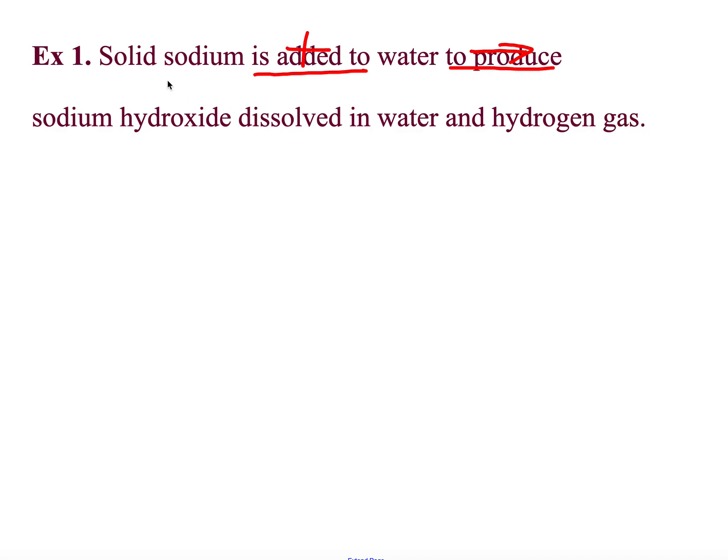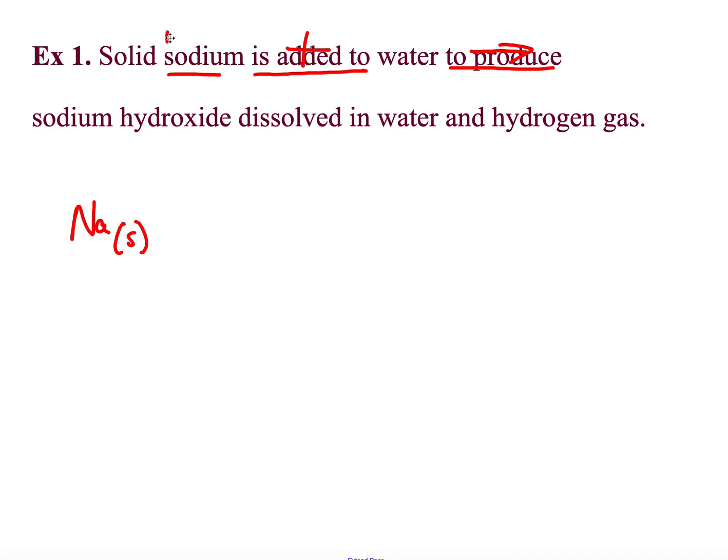So let's start off here. We got solid sodium. Now sodium, it's just sodium. There's no other element. So it's just a single element. It's not a compound. So I write Na, and then I ask myself, is it diatomic? Should I put a 2 here or not? So I look at my handy dandy periodic table, and it's not diatomic. So it's just one of them. And I indicate that it's solid.